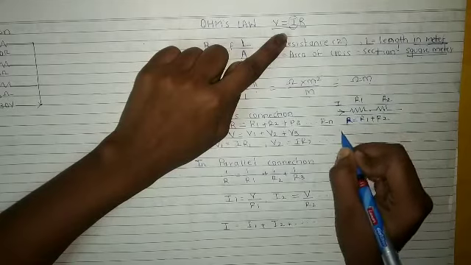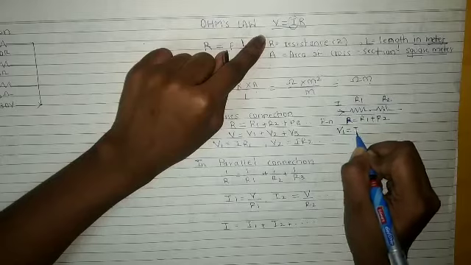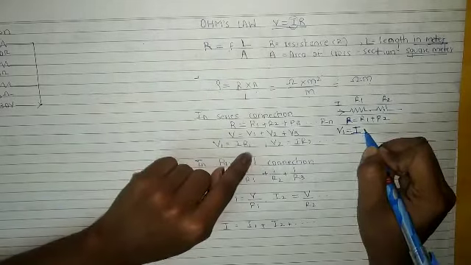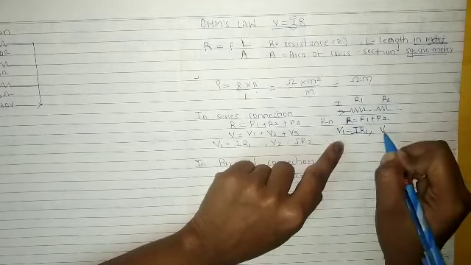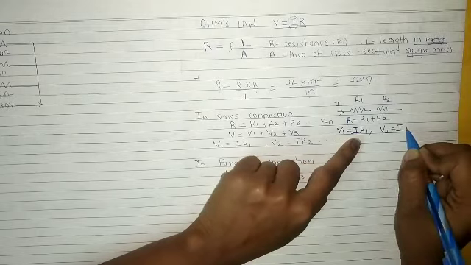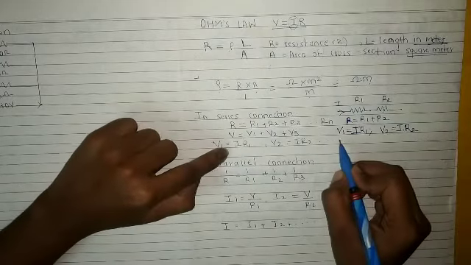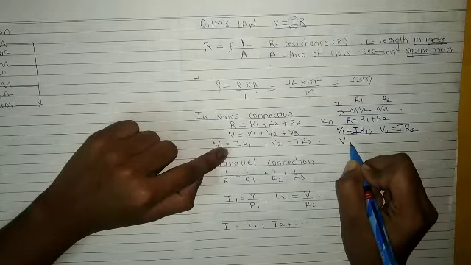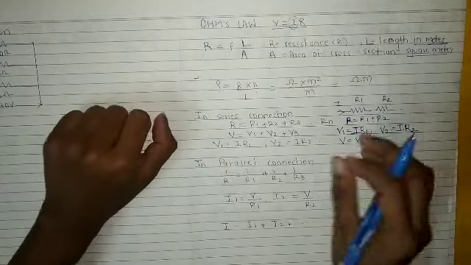For the first resistance, we denote the voltage by V1, which is equal to I, which is constant, so the current will be the same, times R1. Now for the second resistance, the voltage will be V2, which is I times R2, with the current constant. This we derived from Ohm's law. Now to calculate the total voltage, V is equal to V1 plus V2. This is for series connection.